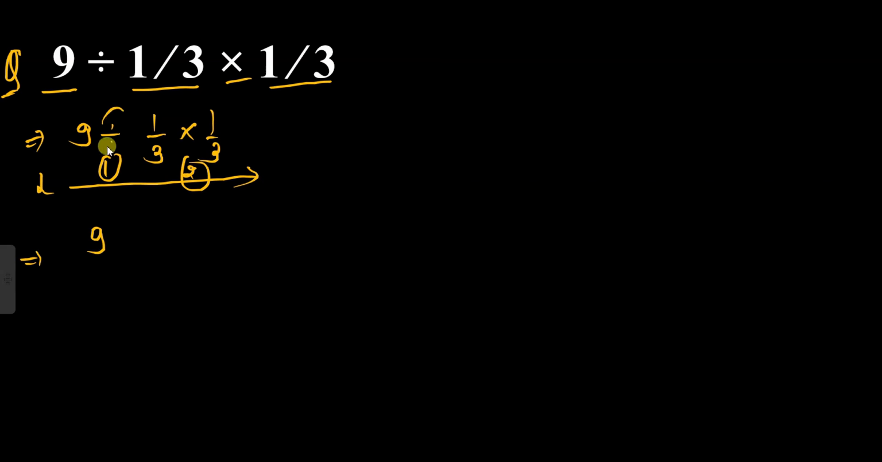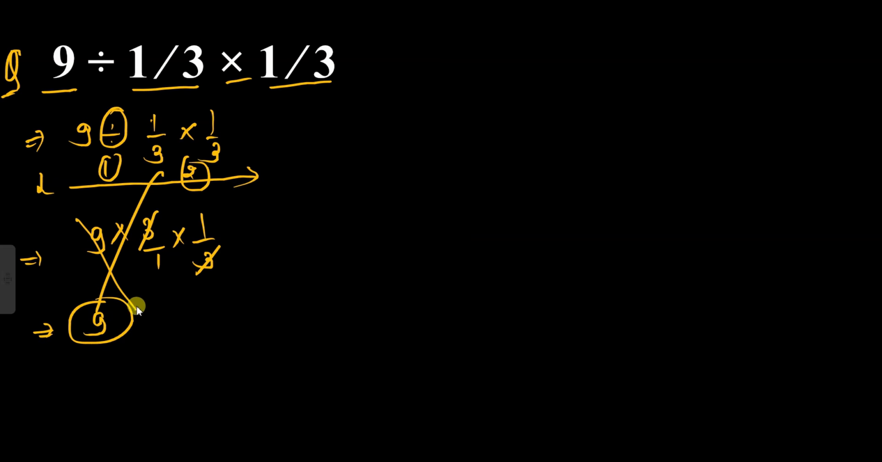Here, we'll replace the division with multiplication, and by inverting 1 by 3, it becomes 3 by 1. Multiply by 1 by 3. 3 cancels out with 3, right? 9. Wrong method.